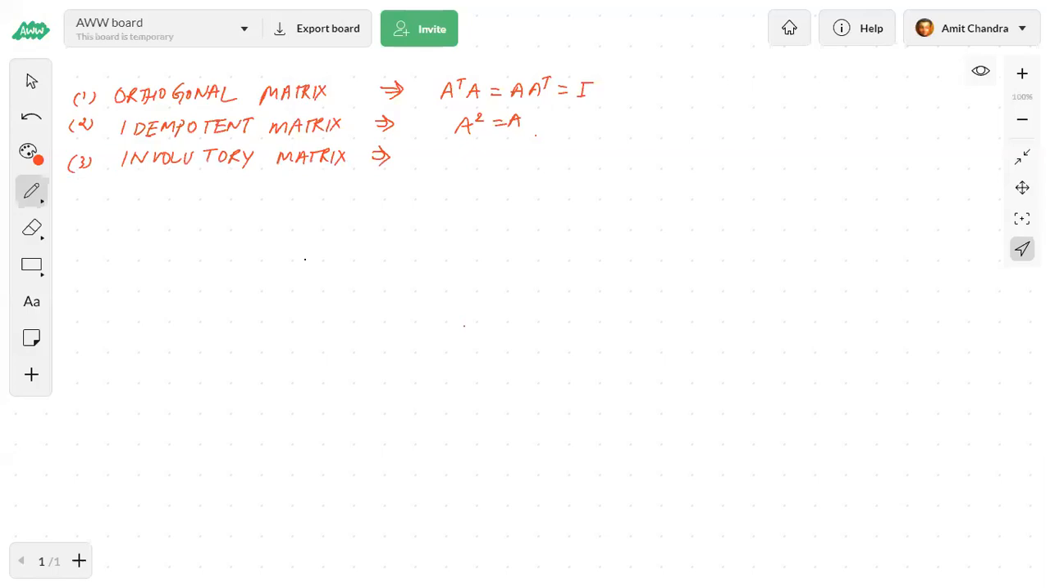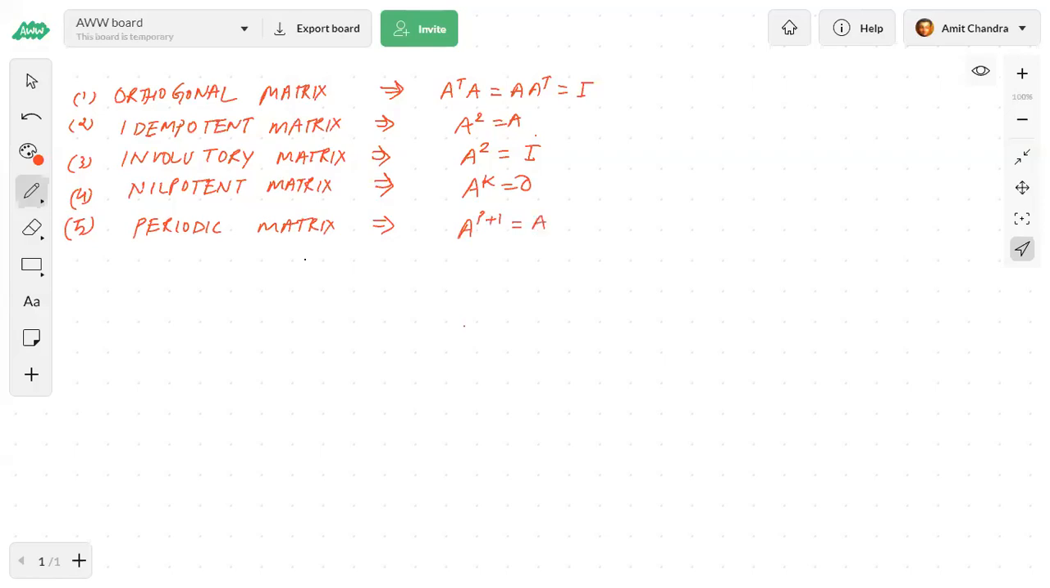Third was the involutory matrix, where A square is equal to I. Fourth was the nilpotent matrix. In a nilpotent matrix, A to the power k is equal to 0. And the last kind of matrix was the periodic matrix, where A to the power P plus 1 is equal to A, where P is the periodicity.